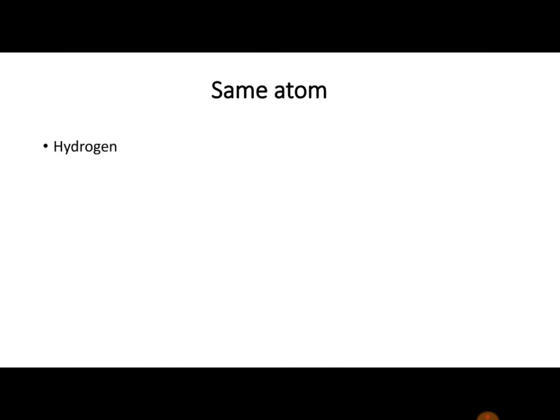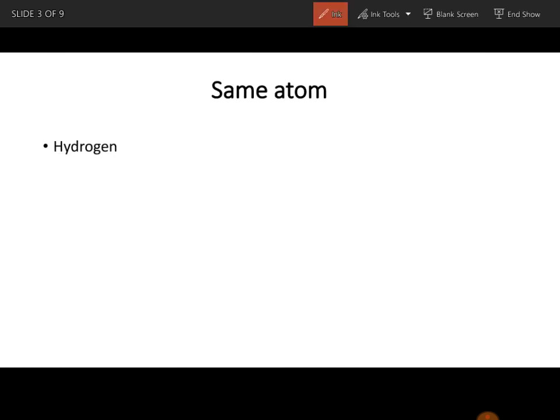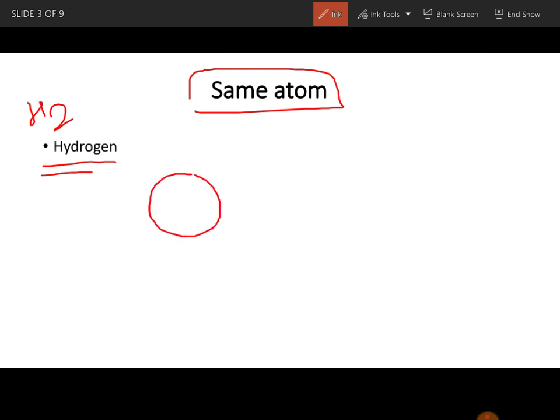Now let's move on. Okay, now we will learn how to draw the structure of covalent bond. So the first thing that I have taken here is the same atom. So let's come to hydrogen. Hydrogen is H2, that's why I have said same atom here. Now first of all, let me draw the configuration of hydrogen like this. So this is H and this is H.